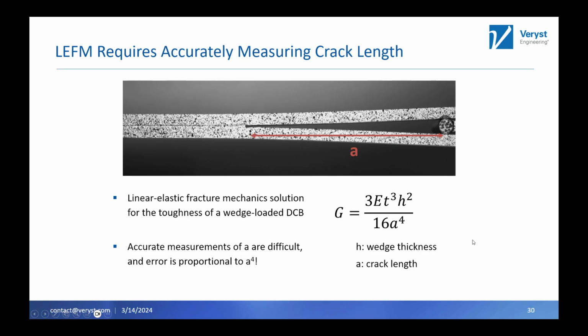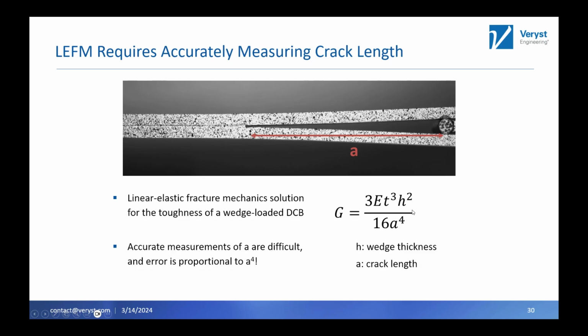If you look through the literature, you can find what's called the linear elastic fracture mechanics solution for a wedge-loaded system like this. If you're familiar with the Boeing wedge test, this is basically what this test looks like, except without any motion of the wedge whatsoever. But this calculation for the toughness, which here I'm calling G, requires a measurement of the crack length, which is the distance between where the adhesive is and where the wedge is.